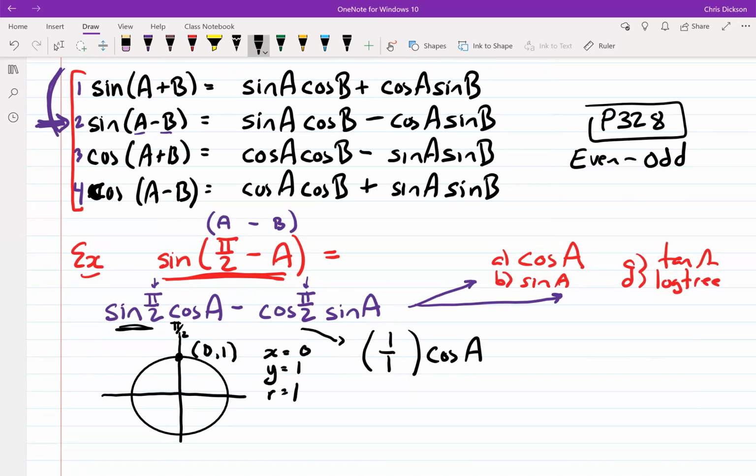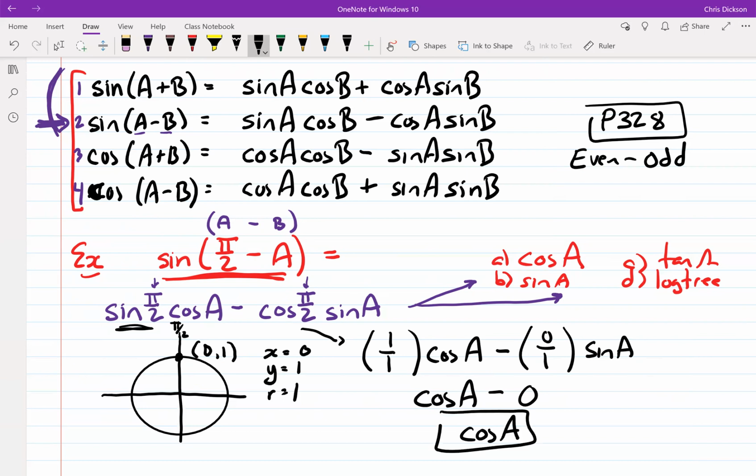I don't know what that is. Now I'm minusing the cos of pi over 2. Well, the cos of pi over 2 is 0 over 1 times the sine of a. So I have 1 times cos a, which is cos a. And then I have 0 times whatever, which is 0. So this does equal cos a.